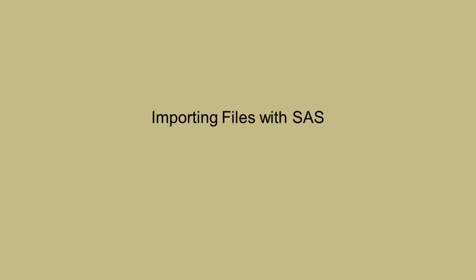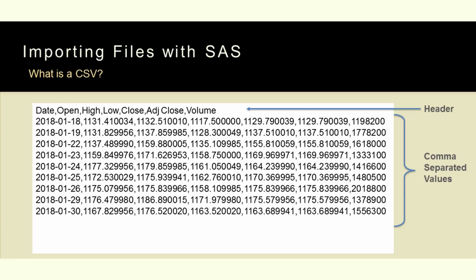All right, let's go take a look at how to import data into SAS. First, let's talk about what a comma-separated file or a CSV file is. Typically, a CSV file has a header that describes the columns or variables of my data, and then each observation or row in my data set is separated by commas. Pretty simple and straightforward. You can import this into Excel. We're going to show you how to import this into SAS.